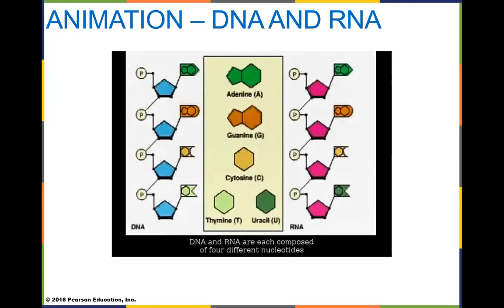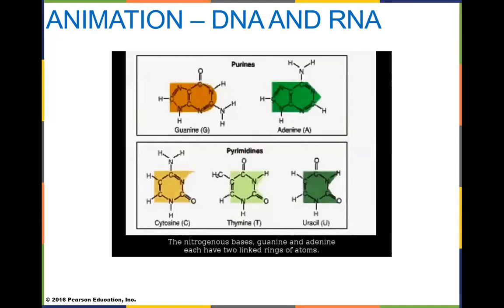DNA and RNA are each composed of 4 different nucleotides, which differ in their nitrogenous bases. 3 of the 4 bases are the same in DNA and RNA: adenine, guanine, and cytosine. The 4th base in DNA is thymine. In RNA, it is uracil. The nitrogenous bases guanine and adenine each have 2 linked rings of atoms. They are called purines. Cytosine, thymine, and uracil each have a single ring, and these 3 bases are called pyrimidines.